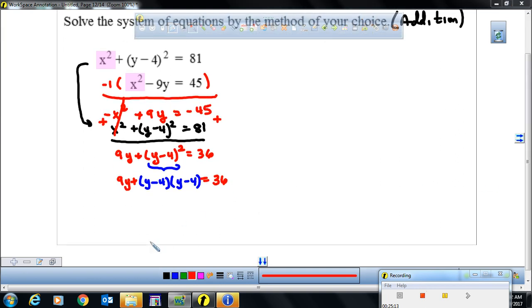So let's multiply this. We get y times y, which gives us y squared. Y times negative 4 is minus 4y. Then negative 4 times y is minus 4y. And negative 4 times negative 4 is plus 16. And then we're going to add it to the 9y right here, and that is equal to the 36.